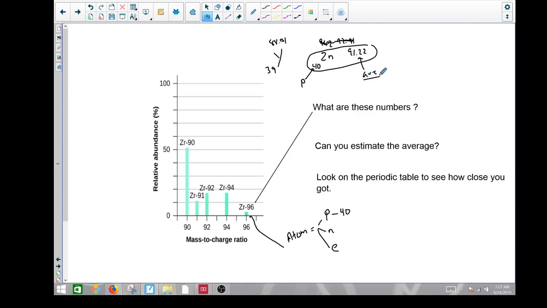Notice that the mass number is not even on there. All right, so what are these numbers? These numbers are for an individual atom telling us the number of protons. We got that from here. This is both. So 96 minus 40 is 56. So this particular atom has 56 neutrons. And the electrons are not even listed here, so I don't even know how many electrons we have.